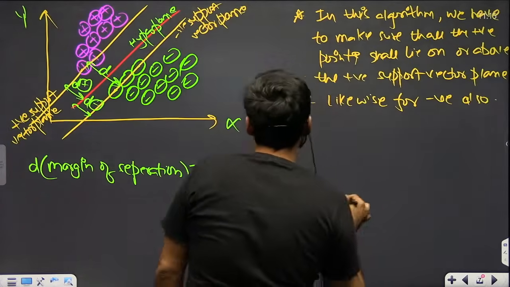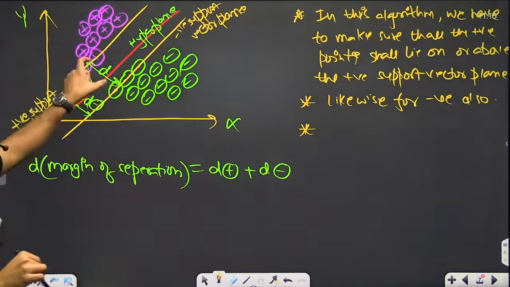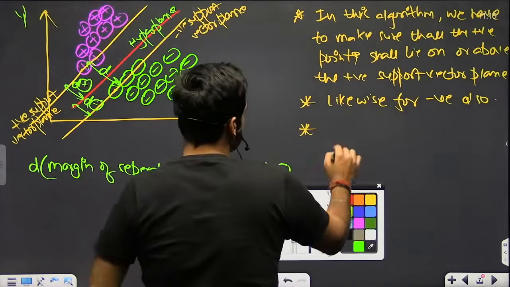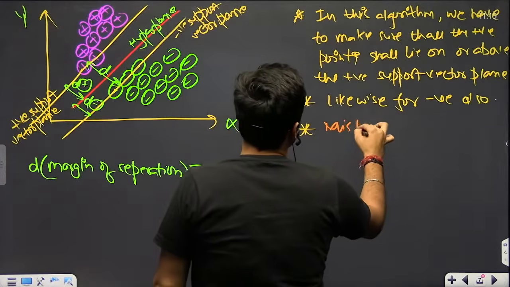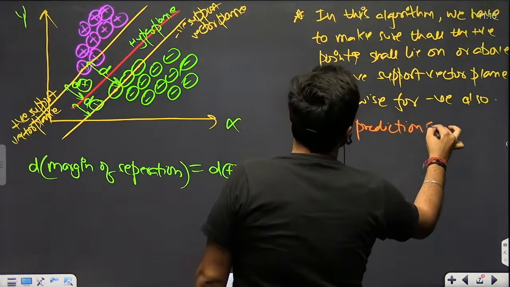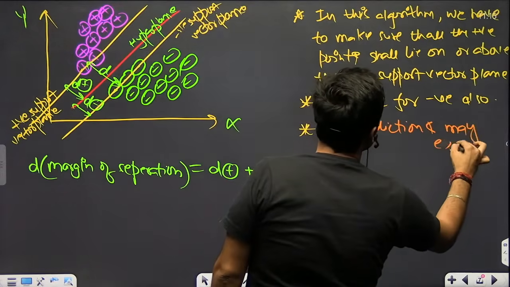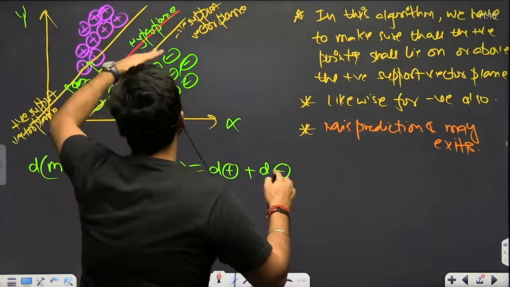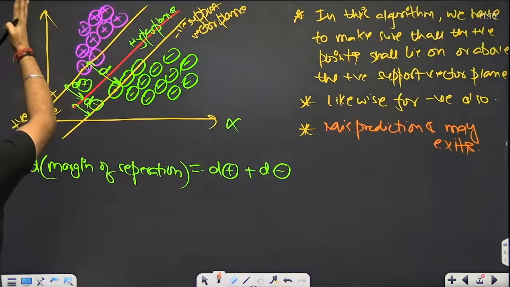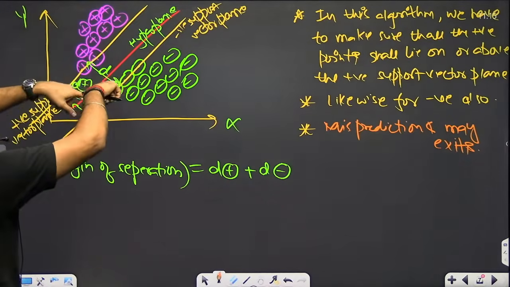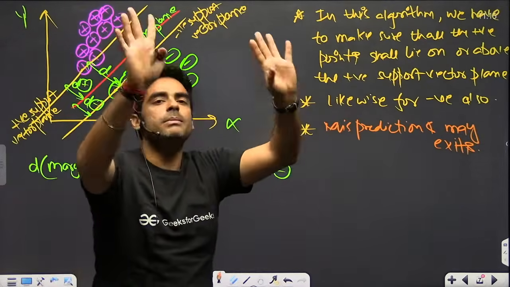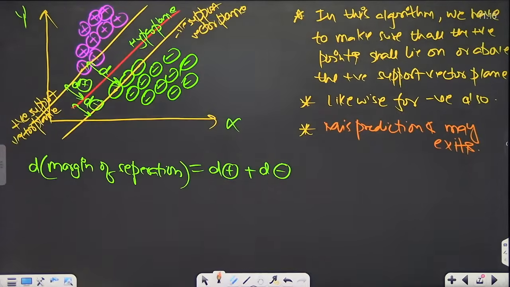If certain points don't lie there, for example we have certain mispredictions here, those points would be counted as mispredictions. Mispredictions may exist, but we would like all the points of the positive class to lie above the positive support vector, and all the points of the negative class to lie on or below the negative support vector. If there are certain mispredictions, let it be, no worries. We'll just rectify them.